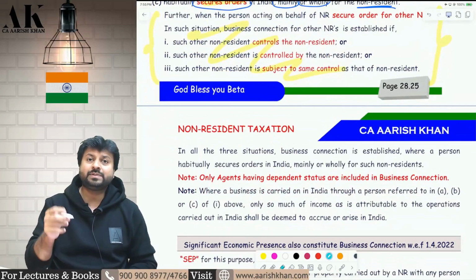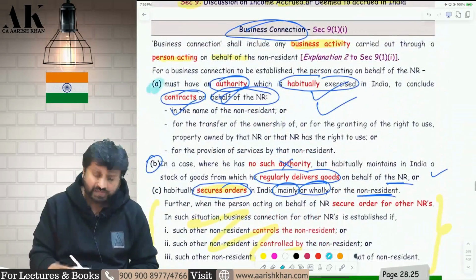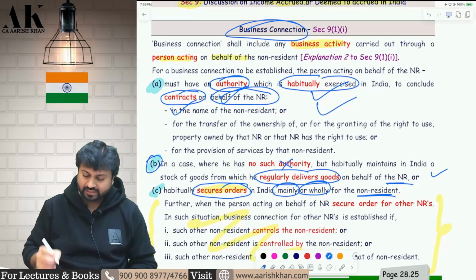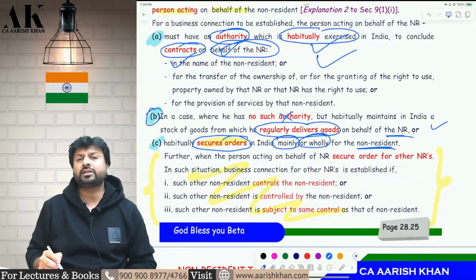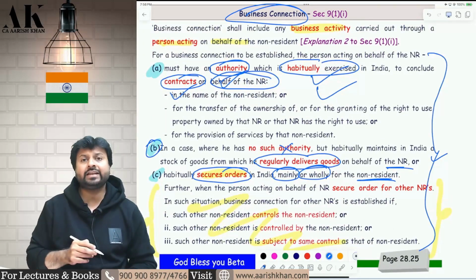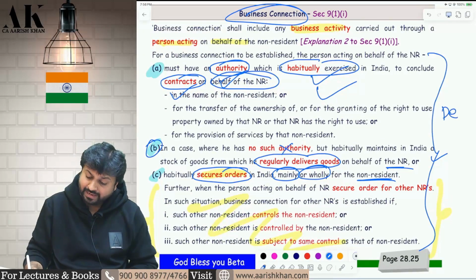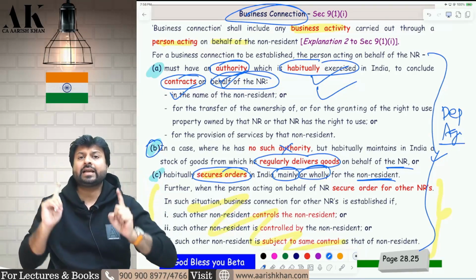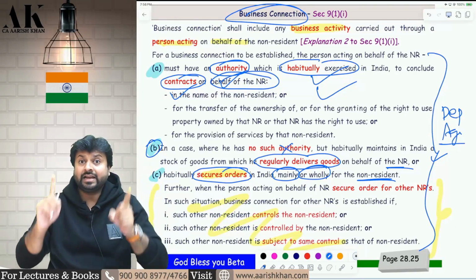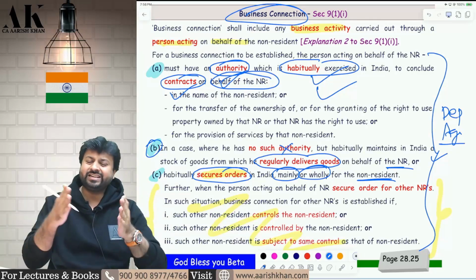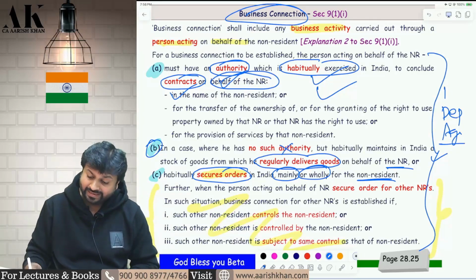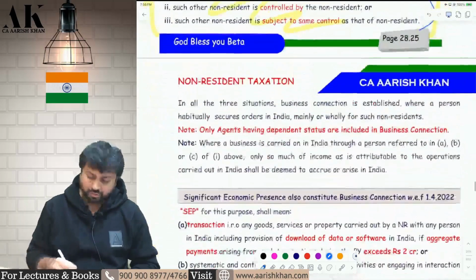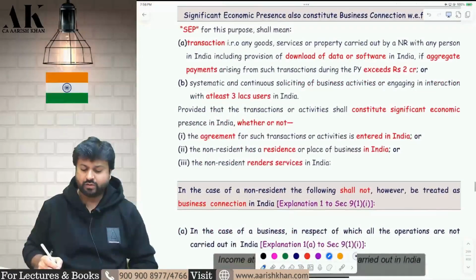Now, one last thing that I would like to say: this is all called agency business connection. All this business connection, first point A, agency, B, agency, C, agency. Now all these 3 points are relevant, and business connection will amount only if these 3 agents are dependent agents. If they are dependent on the non-resident, they will do exactly what the non-resident says. They are exclusively for the non-resident. Only then is it deemed to accrue or arise in India. If they are independent agents, then the income of the non-resident will not be deemed to accrue or arise in India. That is what is written over here.